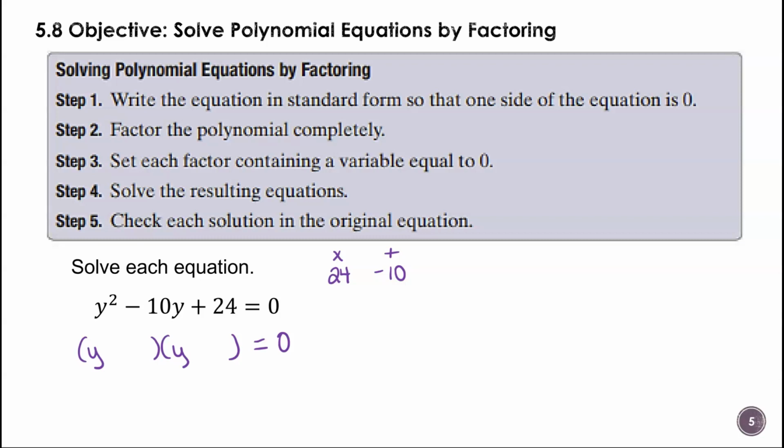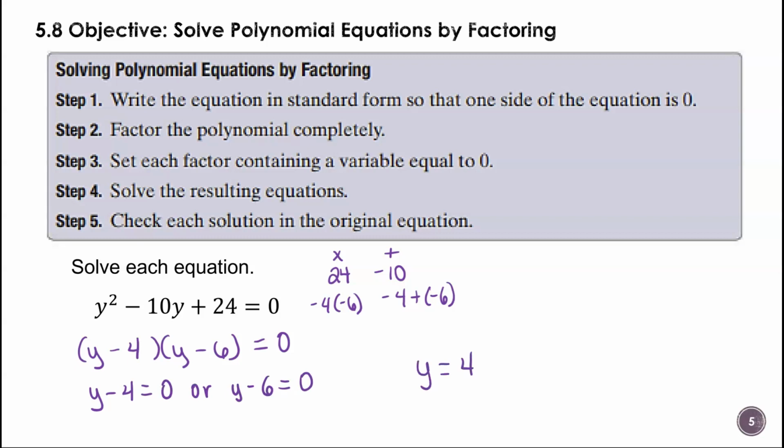So we'll be able to just put what we find for these two parts in there when I find the factors of 24. There are several factors of 24, but the two that I need are negative 4 times negative 6, because negative 4 plus negative 6 is negative 10. So it will be y minus 4 times y minus 6. And then I set those equal to 0, y minus 4 equals 0 or y minus 6 equals 0. So my two solutions are 4 and 6. This would have been an easier one to check than the previous one when I had fractions. So that's the whole process.